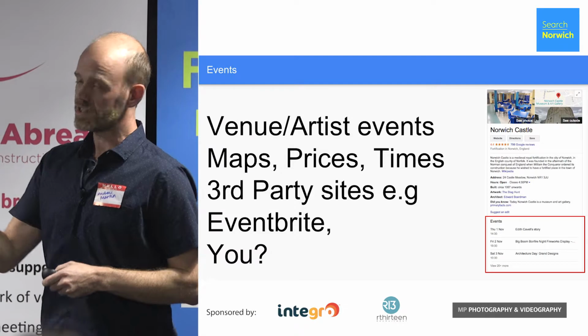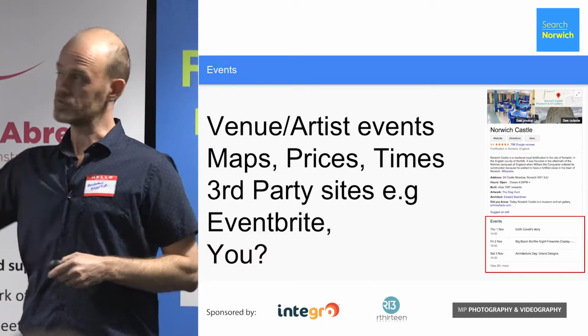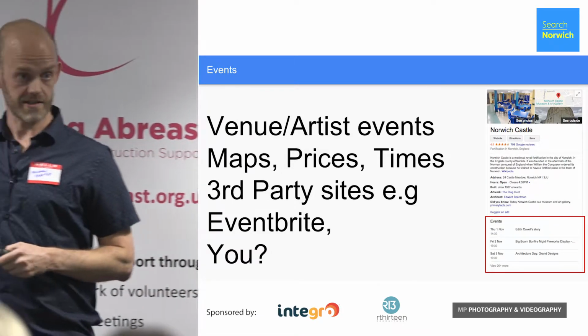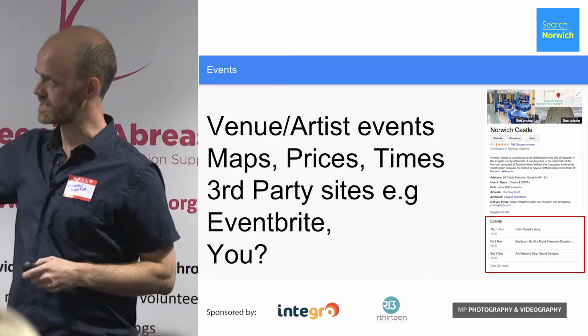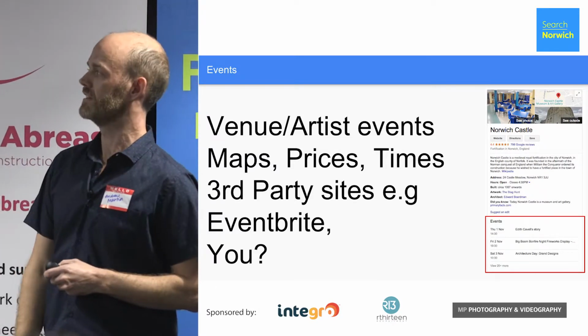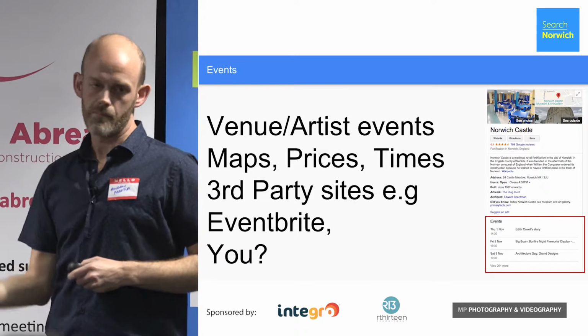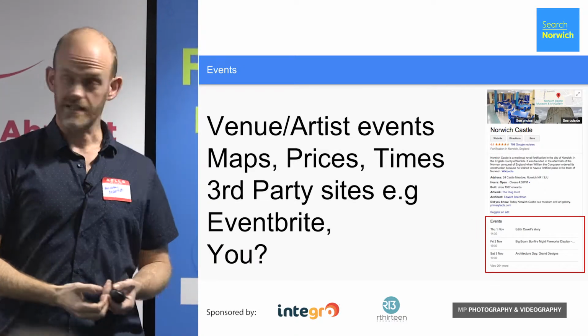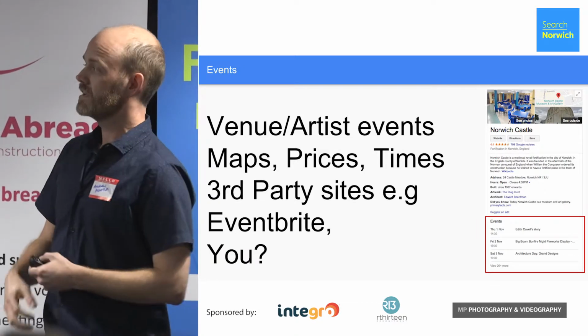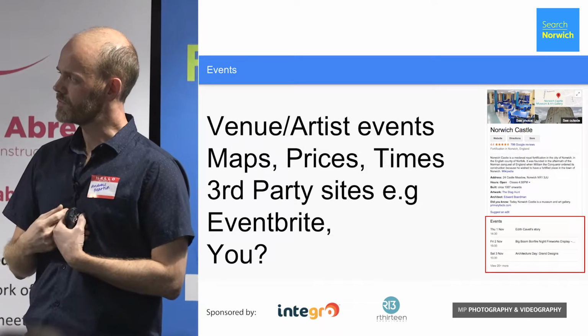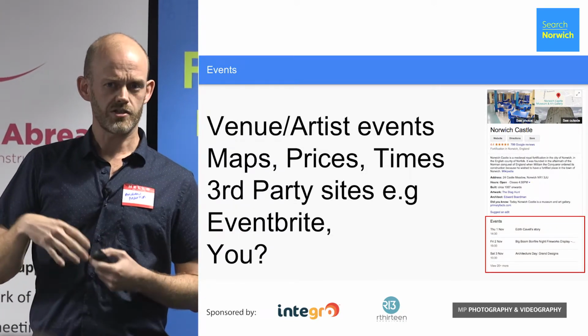You can name the venue or the artist. So if you search for a musician, you will see their gig dates. If you search for a venue, like in this example, you can see their event dates. You can include things like maps, prices for the tickets, the time, but quite a lot of third-party sites are using this at the moment.